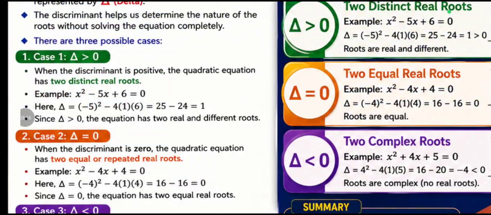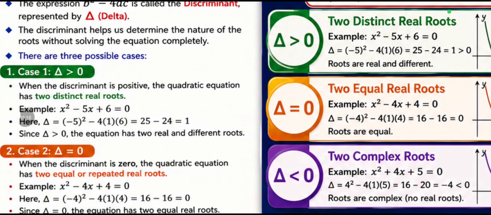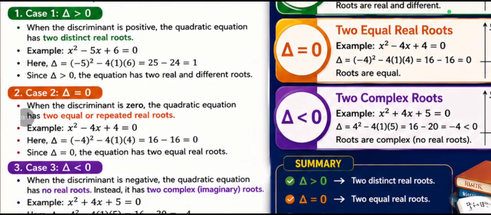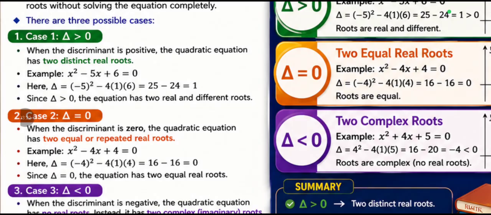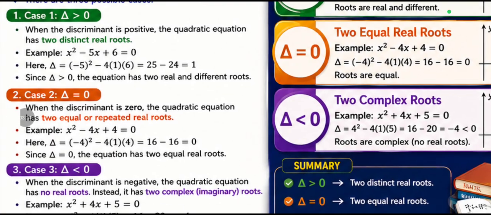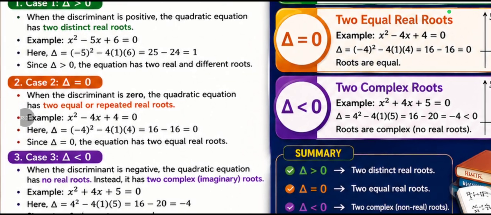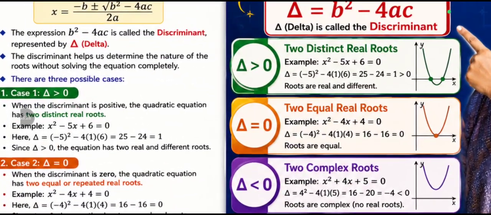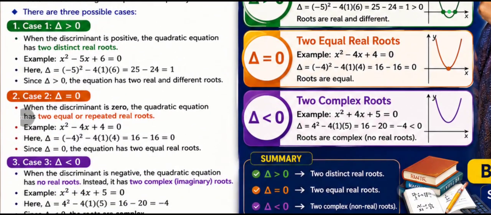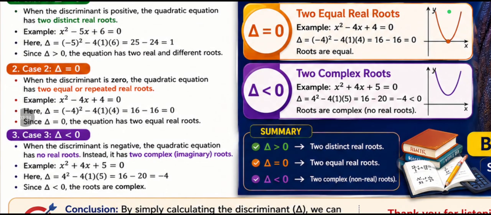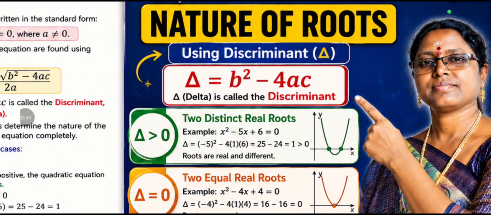Okay. Have a look here, children. Again, we have to discuss case 1, case 2, case 3. If delta is greater than 0, the equation has two real and different roots. If delta equals to 0, the equation has two equal real roots. If delta is less than 0, the equation has complex roots. Okay, these are all three natures of roots.